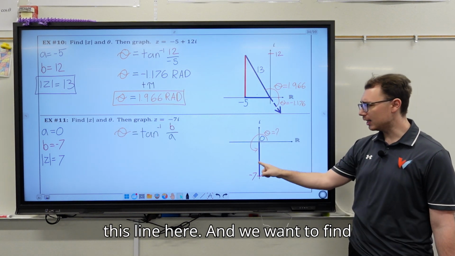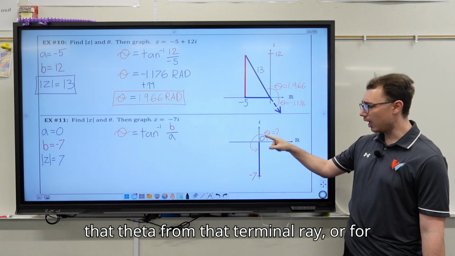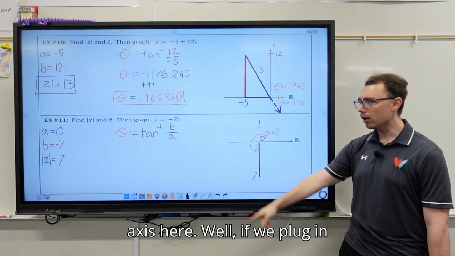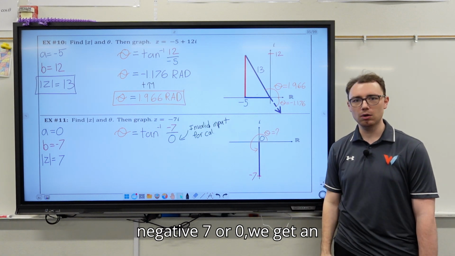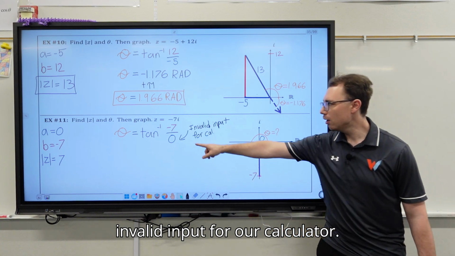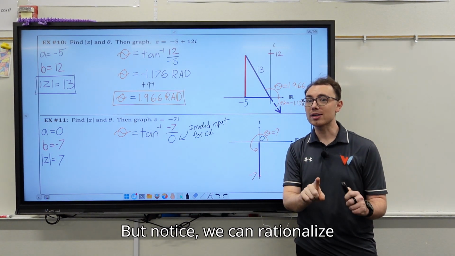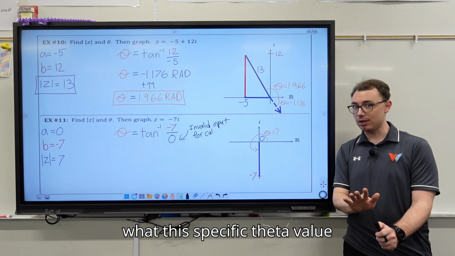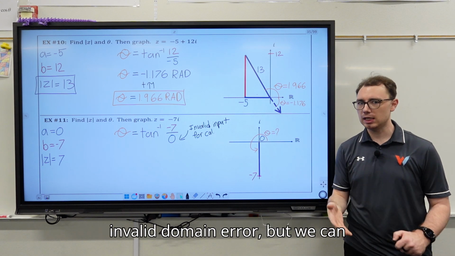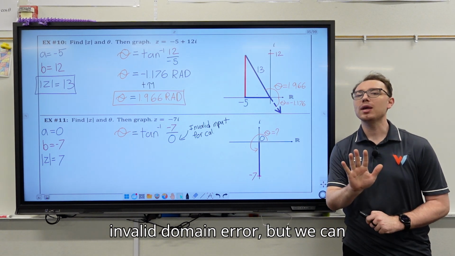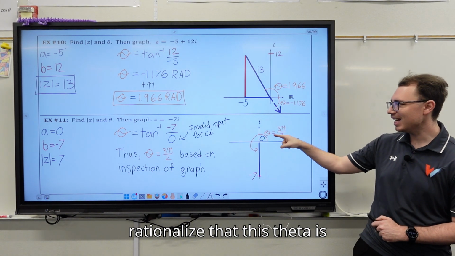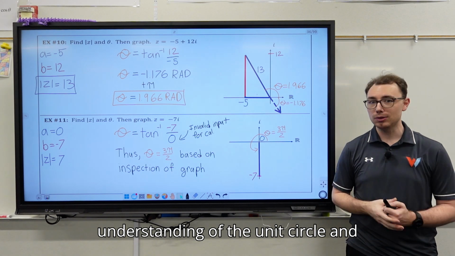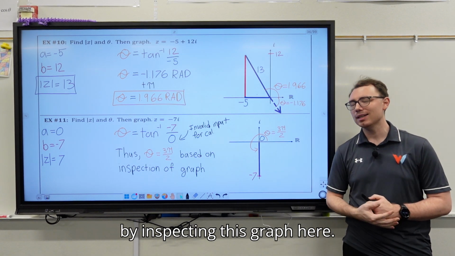And we want to find that theta from that terminal ray, or for this terminal ray, from that 0 axis here. Well, if we plug in negative 7 over 0, we get an invalid input for our calculator. But notice, we can rationalize what this specific theta value is. Our calculator is going to give us an invalid domain error, but we can rationalize that this theta is actually 3 pi over 2 based on our understanding of the unit circle and by inspecting this graph here.